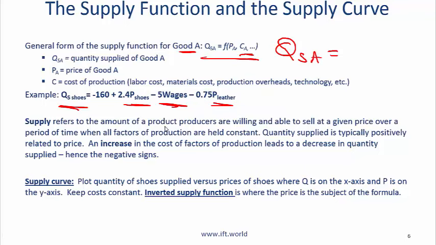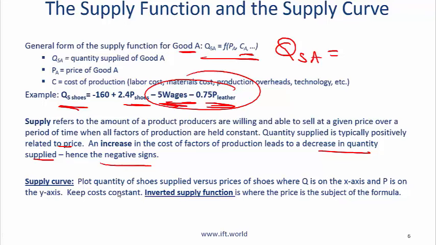Supply refers to the amount of a product producers are willing and able to sell at a given price over a period of time when all factors of production are held constant. So in this context, the factors of production are wages and leather. Quantity supplied is typically positively related to price. An increase in the cost of factors of production leads to a decrease in quantity supplied, hence the negative signs.